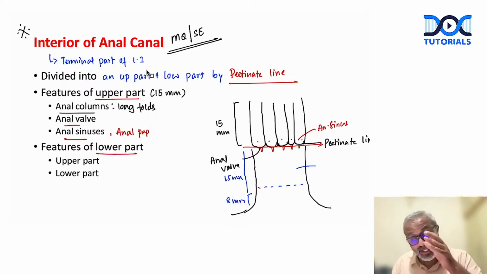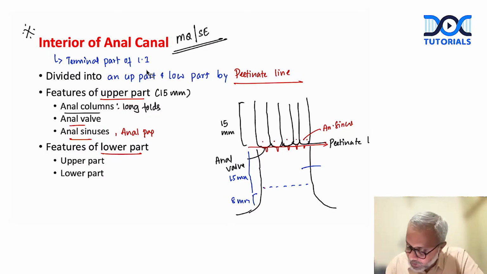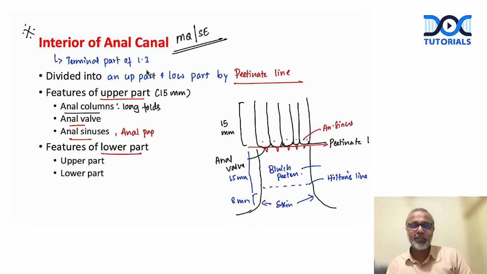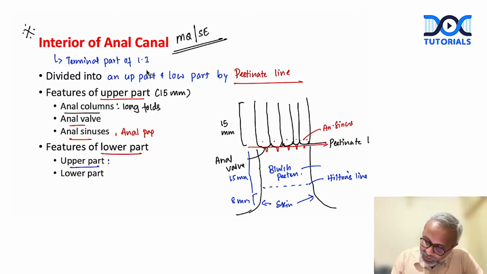Now what separates the lower part into these two subdivisions? This line is called Hilton's line. So this is the bluish pecten zone. Now this is the part which is lined by skin. The lower 8 millimeters is lined by the skin. Are we clear? So this is how we should draw. Now the upper part, mention it as measuring about 15 millimeters. This is bluish in color.